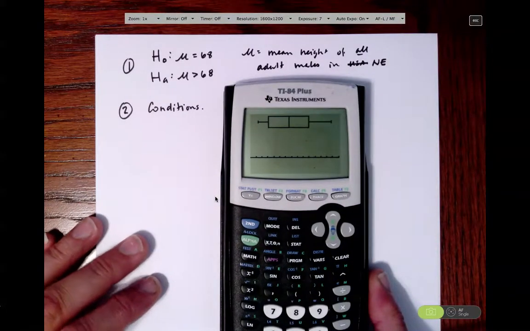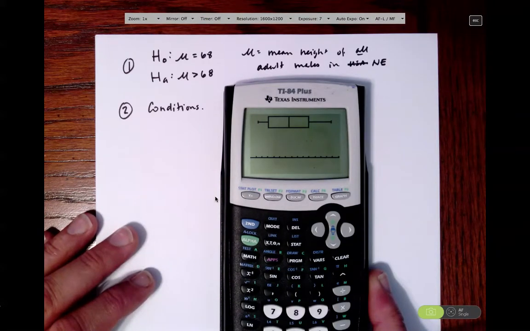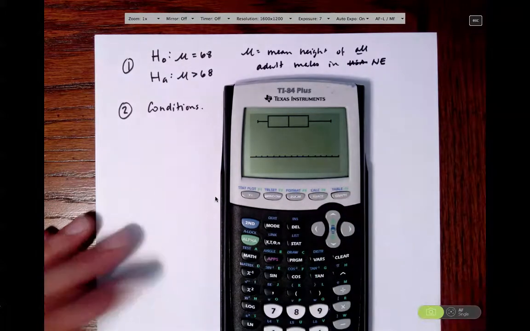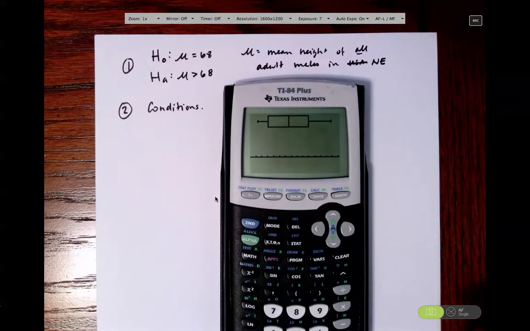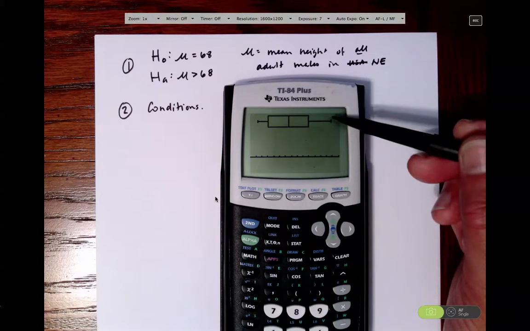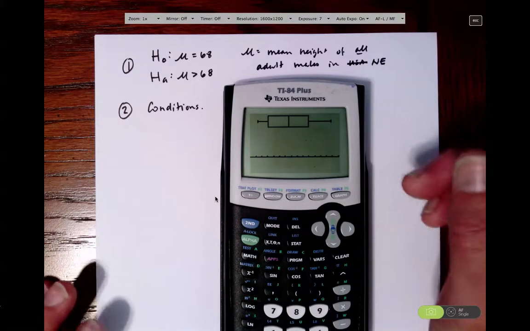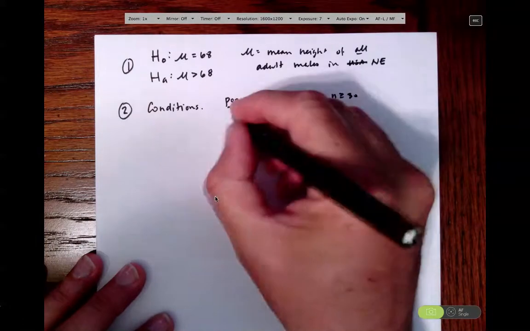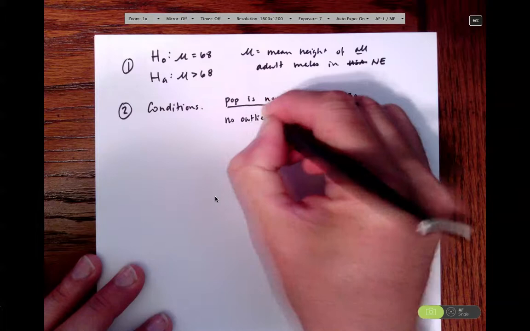What I see in this box plot is that this distribution is slightly skewed to the right. This right whisker is a little bit longer than the left whisker, but what I don't see here is any strong skewness, and I don't see any outliers. So because I don't see any outliers and I don't see any strong skewness in this sample, I'm going to assume that these came from a normal population. I'm going to assume that the population was normal because there were no outliers in the sample.